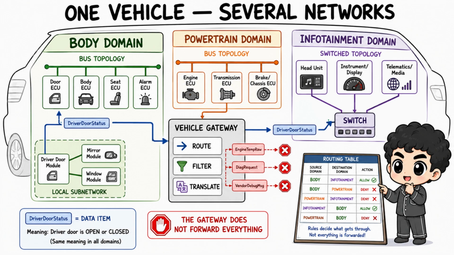Vehicles can use several network topologies. In a bus topology, multiple nodes share a common communication path. In a switched or star-like topology, individual links connect nodes through a central switching device. Local subnetworks can also connect a small group of devices to a larger backbone network.